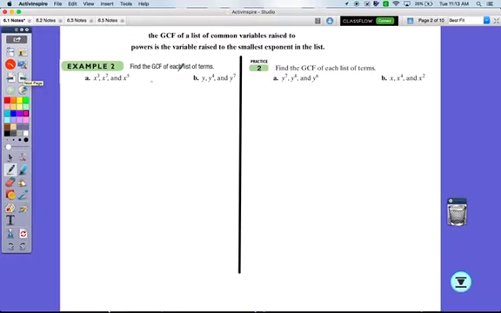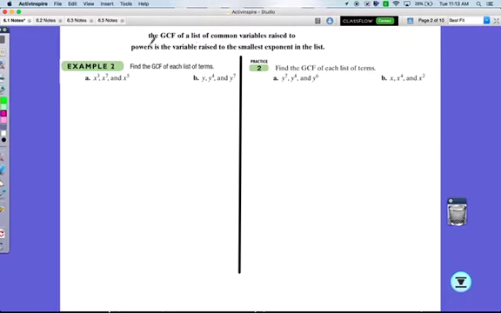All right, now, if we have variables, the GCF of a list of common variables raised to powers is the variable raised to the smallest exponent in the list. So what that means is if for A, I got x to the third, x to the seventh, and x to the fifth. Those all have at least 3 x's. I'm not going to do this on every one of them.